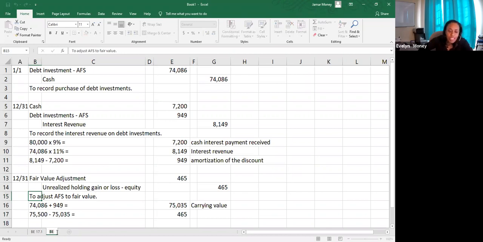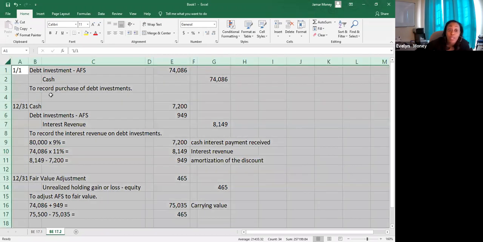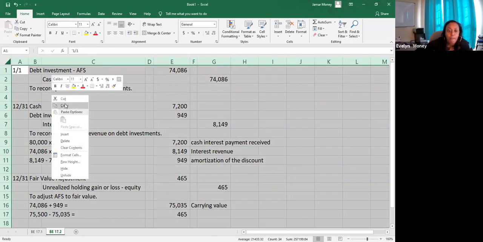Now, this is brief exercise 17.2. Now, you know, it's never enough for me. We did a held to maturity. We did an available for sale. We have to do a trading security problem. And I don't think your book offers me one, but I can turn this one into a trading security problem. Let me show you what I'm going to do. Especially, it's fun when you do it in Excel.